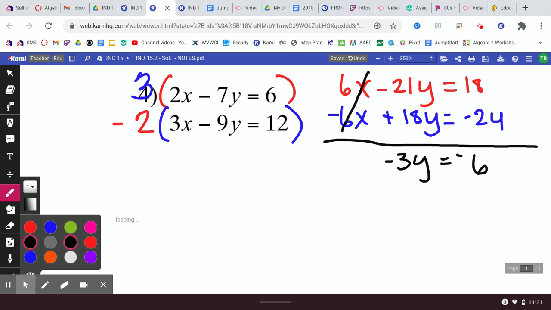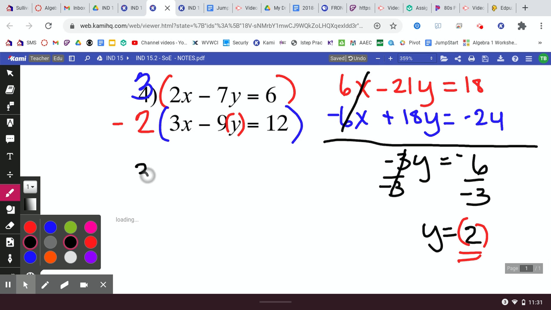I need to keep working now to get that y isolated, so I divide by a -3 on both sides, and I get y equals +2. Now I'm ready to take what I know about y, which is that it equals 2, and go back into either one of the equations. I'm just going to pick this bottom one. And I'm going to rewrite that bottom equation. 3x minus 9, parentheses where the y was, equals 12. And now I'm going to plug in the 2 that I know about y.